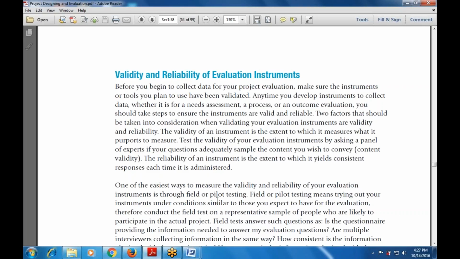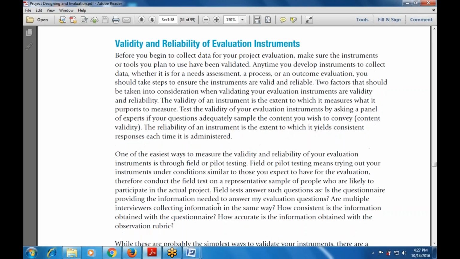A field test also answers questions about the questionnaire and its multiple questions: are the multiple interviewers collecting the information in the same way, how consistent is the information obtained with the questionnaire, how accurate is the information obtained with the observation rubric. What is a rubric, how is it obtained, and when is it obtained.